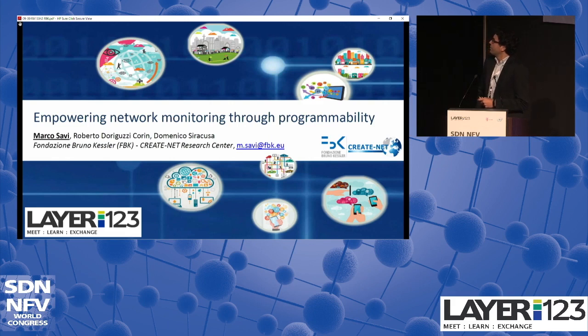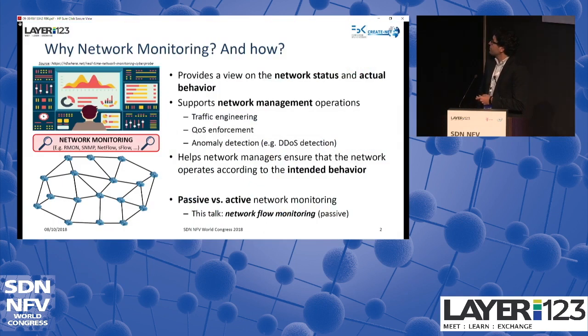What I want to show you today is the concept of programmable data planes and how they can be exploited to empower network monitoring functionalities. So, why is network monitoring important? I'm sure most of you know this. Network monitoring is a task that provides a view on the network state and its actual behavior.